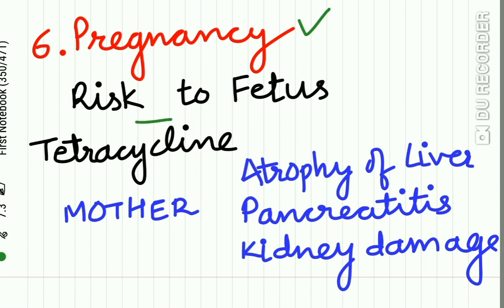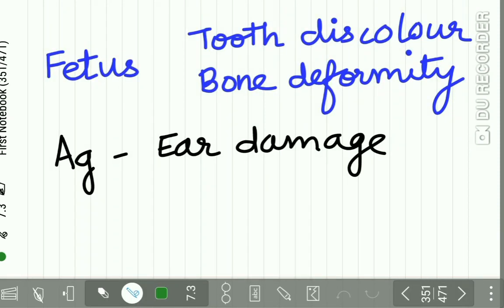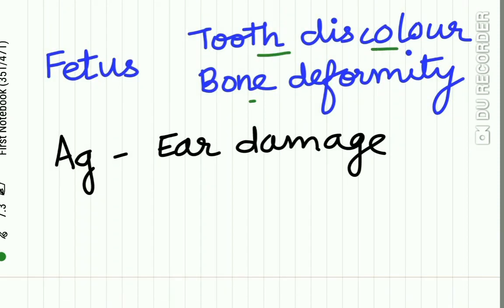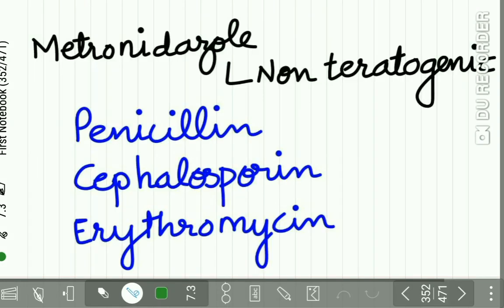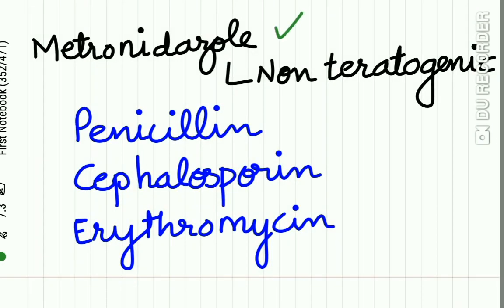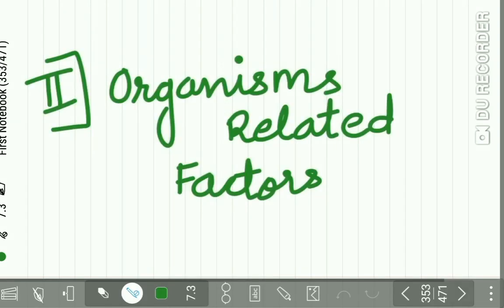Now, in pregnancy, there is a risk to the fetus. So, tetracycline is totally avoided in pregnancy because it causes liver atrophy, pancreatitis and kidney damage in the mother. In the fetus, it causes tooth discoloration and bone deformity. Also, aminoglycosides cause fetal ear damage, so they should be avoided during pregnancy. Metronidazole is considered to be non-teratogenic, and penicillins, cephalosporins and erythromycin are considered to be safe drugs in pregnancy.